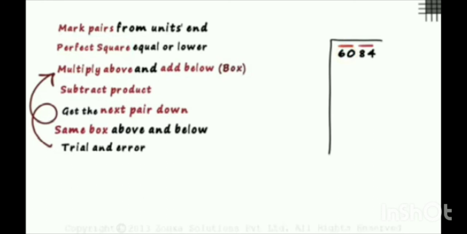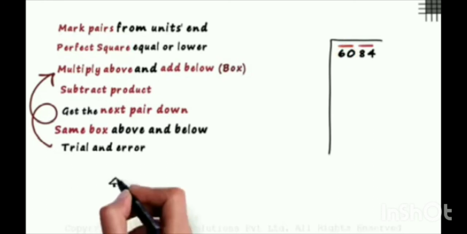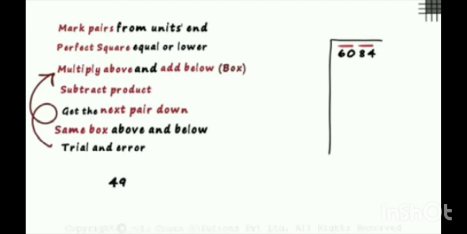Since 60 is not a perfect square, we look for a square closer to it. 49 is a perfect square close to 60. So is 64. But remember, we choose the perfect square closest and just lower. So 49 is the perfect square we're looking for. And we have to write the square root of this perfect square here. We know that 7 squared is 49. And hence we write a 7 here.